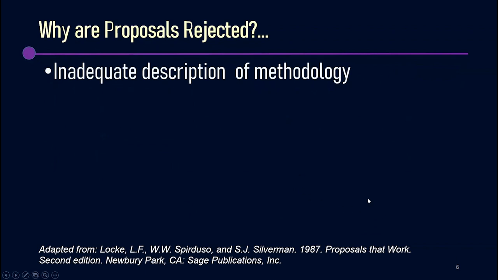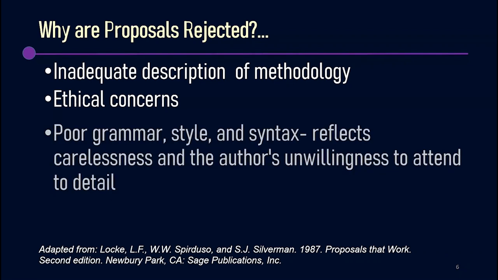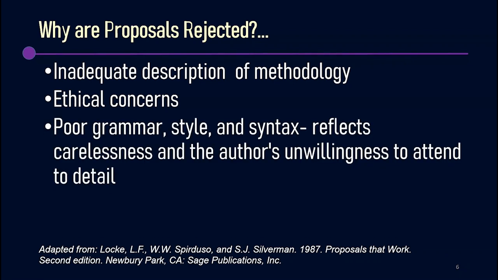If the researcher cuts corners in describing the methodology, that makes the evaluators a little suspicious and increases the chance of rejection. Fifth, no matter how big the research is, if there are a lot of ethical issues, then there is a high chance that the proposal might be rejected. And the last one is poor grammar, style, and syntax. This reflects carelessness on the part of the researcher, and there is a high chance that they will doubt your research capability.